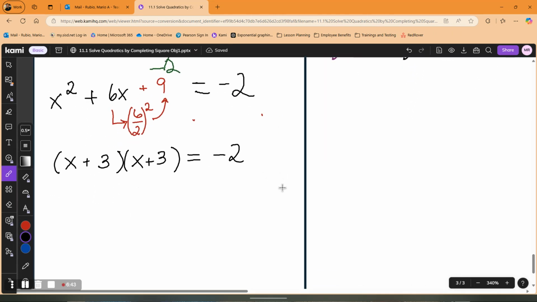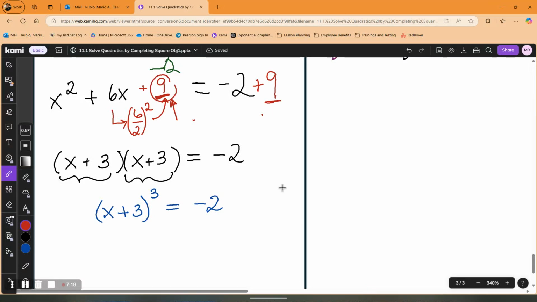Now, because these are identical, because these are the same, I can write this as x plus 3 quantity squared equals negative 2. Now, I have to remember something. Back in this step, I forgot something. If I just add a 9 here, I can never do something to one side of the equal without doing the same to the other. So whatever I added here in this spot, I have to add to the other side. Whatever answer I get here, I also have to put it here. It's got to go in both. So I got to add that 9.